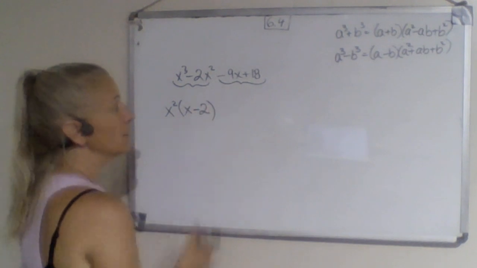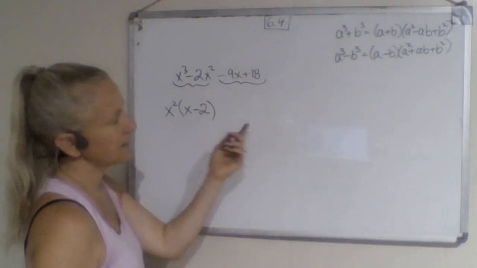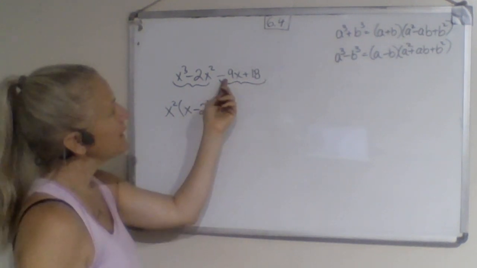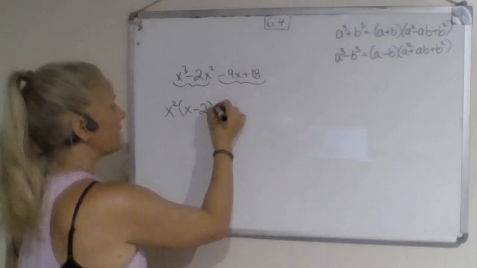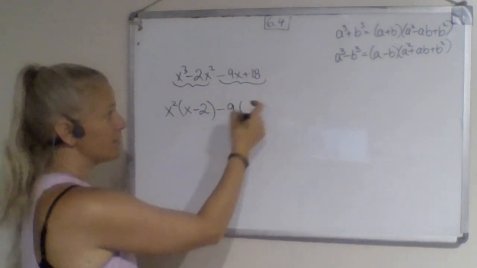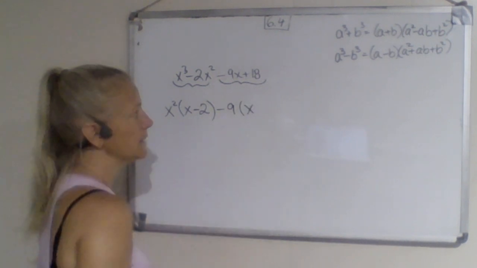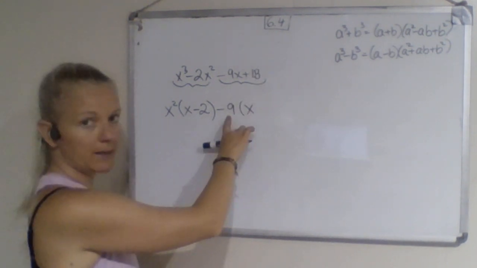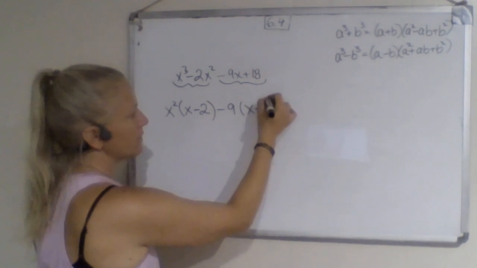In here, one has an x, one doesn't have an x. I can't pull an x out. But that negative 9 divides both places. I can go minus 9. Well, negative 9 divided by negative 9 gives me a positive 1x, or just an x. Positive 18 divided by negative 9 gives me a negative 2.